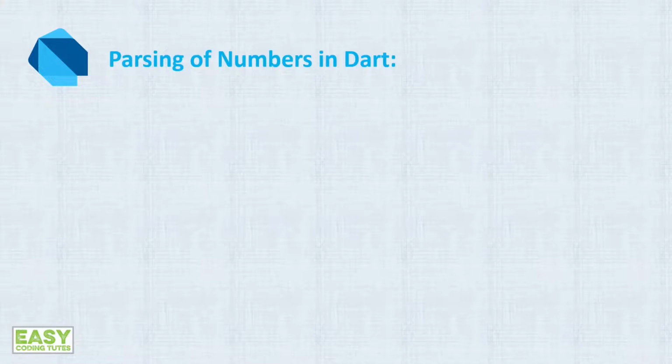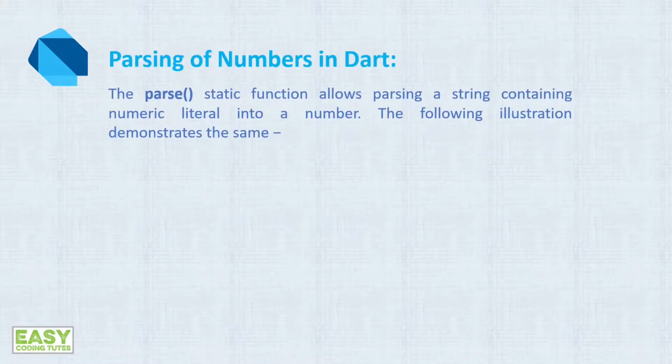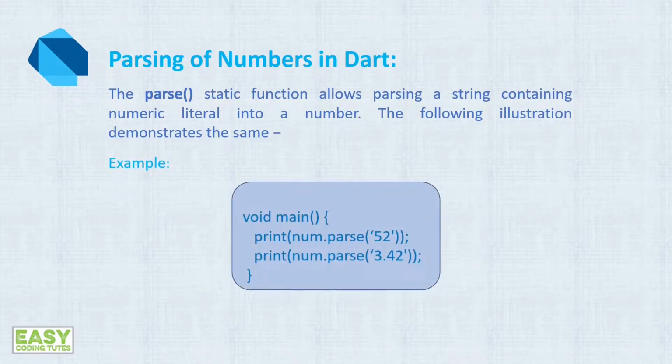Parsing of numbers in Dart. The parse static function allows parsing a string containing a numeric literal into a number. The following illustration demonstrates the same. Here we have an example of parsing. So here we have print num.parse of 52. This 52 is a string, and we are again parsing a double string, that is 3.42, to a number. So that is very easy in Dart. But we cannot have any character in this string like 52a. If we have any a or c, or any other character, it will give a format exception. So that we need to take care about.